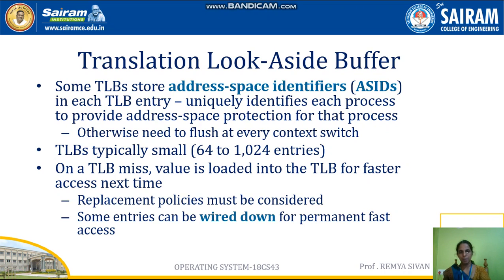Some TLBs store address space identifiers in each TLB entry, which uniquely identifies each process to provide address space protection for that process. The TLB is typically very small, and on a TLB miss, the value is loaded into the TLB for faster access next time. Replacement policies must be considered, and some entries can be wired down for permanent fast access.